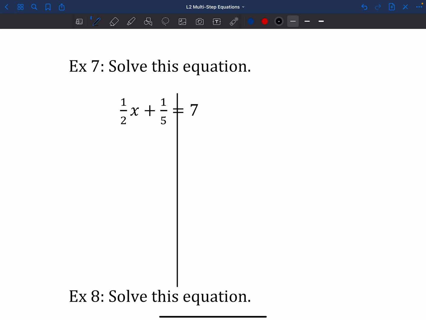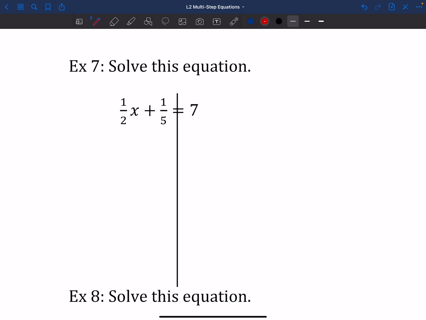So the easy way to find a common denominator is to look at the two different denominators, right? So in this case, we have a 1 over 2, right? Remember the denominator is the number on the bottom. So there's a 2 and then there's a 5. You just take those two different denominators and multiply them together, right? So 2 times 5 is 10.